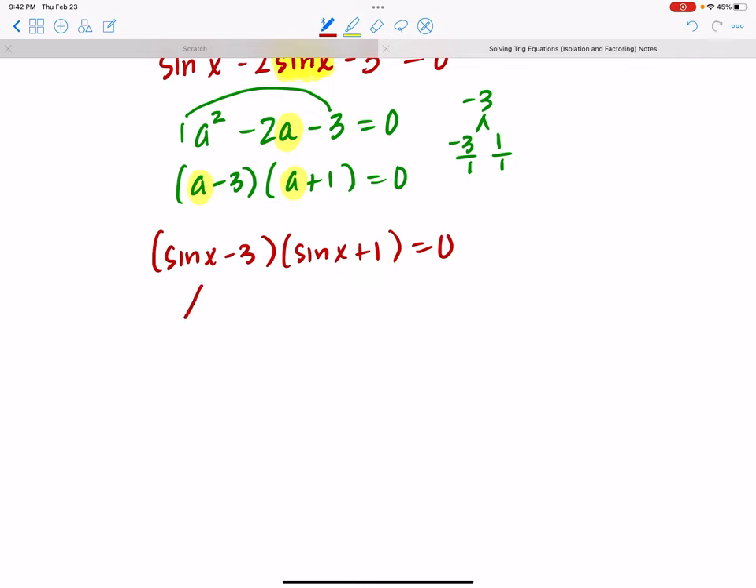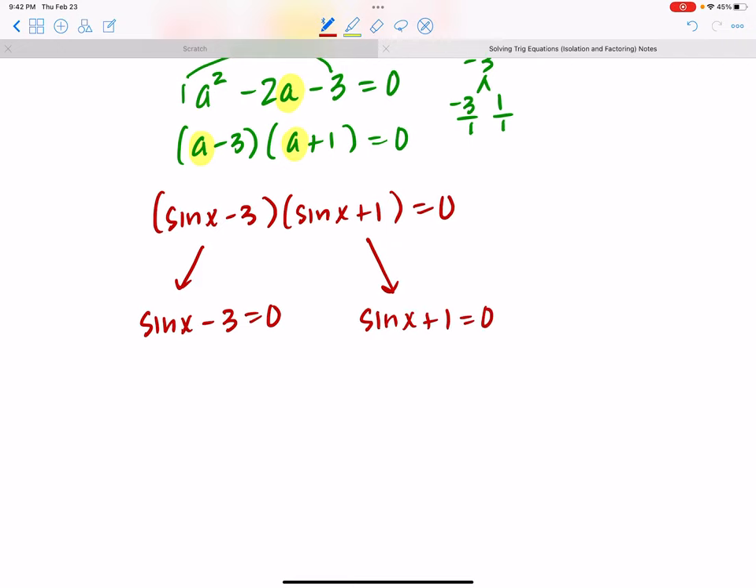So what is it that's going to make the sine of x minus 3 equal 0? That's going to be a solution. And what's going to make the sine of x plus 1 equal 0? So this is kind of like what we were doing a few minutes ago. On this one, if I add this 3 over, I'm looking for the sine of some angle to be equal to 3. Well, I know my sine wave, right? The maximum of my sine wave is 1. The maximum output for sine is 1.